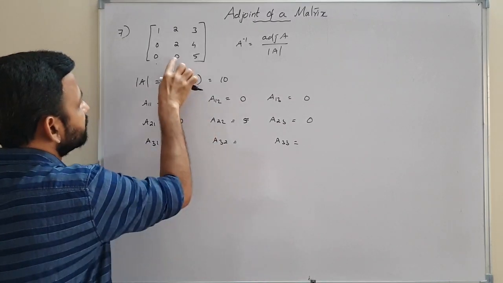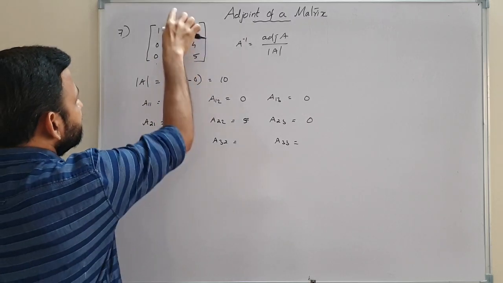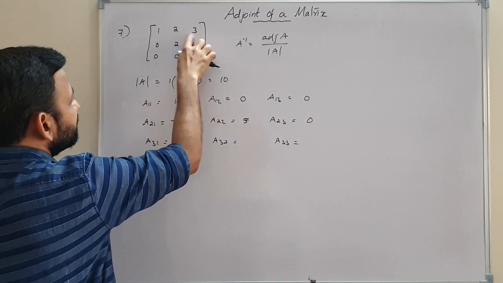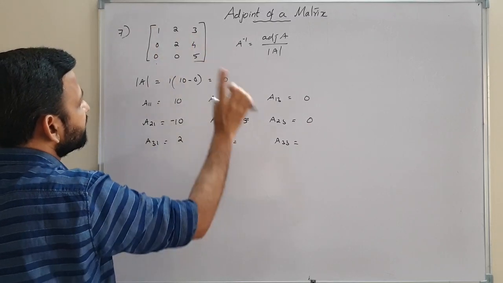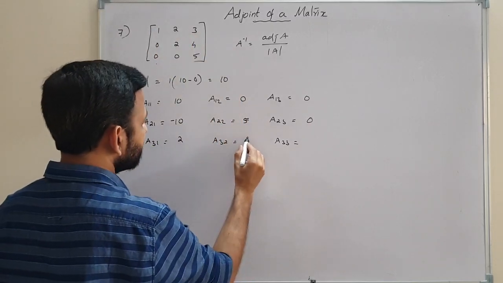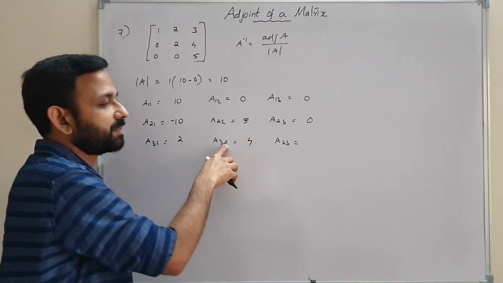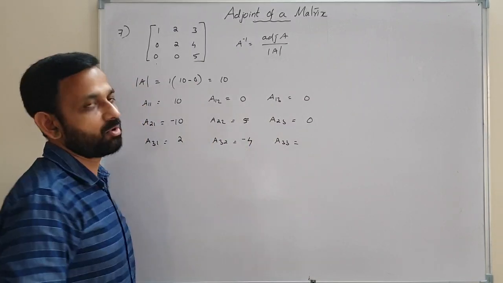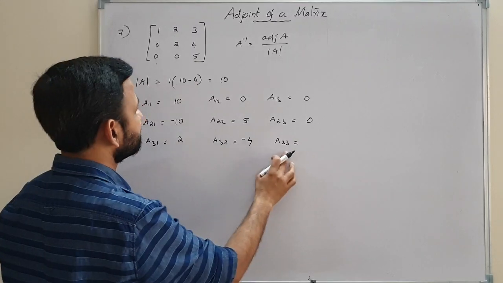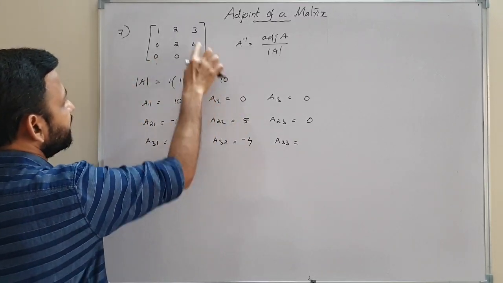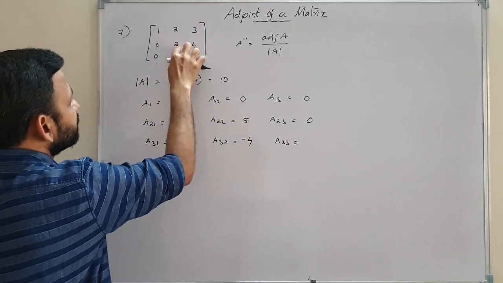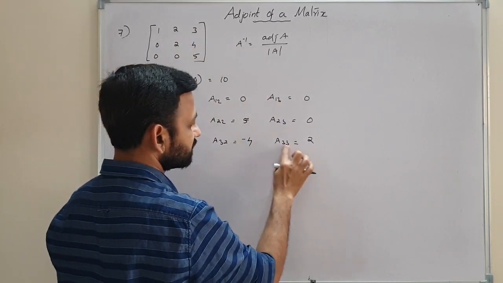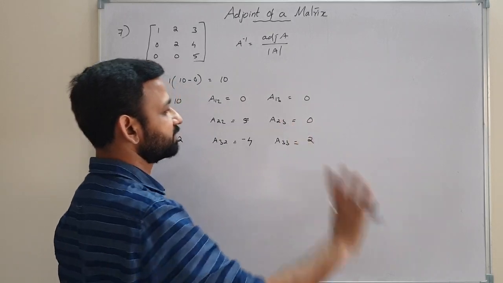Then A32, this is that element, deleting, then 1 into 4, 4 minus 0 into 3, 0, 4 minus 0, that is 4, and here 3 plus 2, 5, 5 is an odd number, so negative sign, opposite sign. Then A33, this is that element, deleting, then 1 into 2, 2 minus 0, that is 2, here 3 plus 3, 6, even number, same sign.